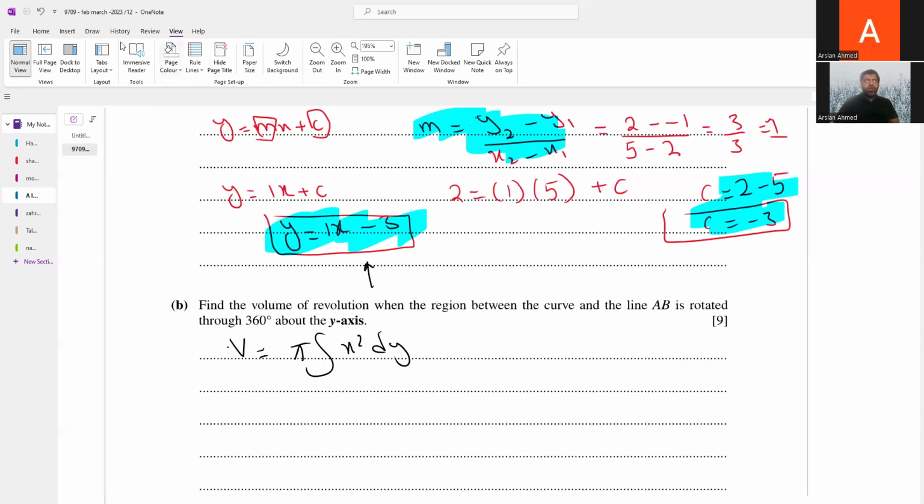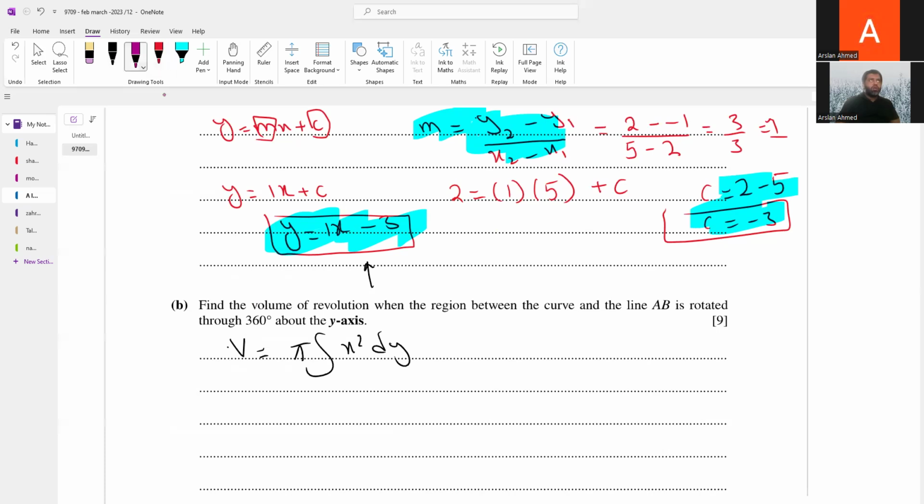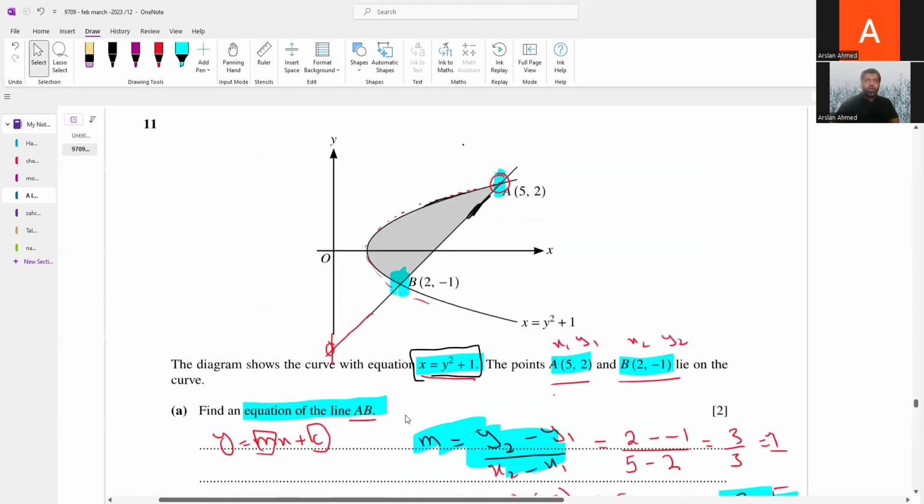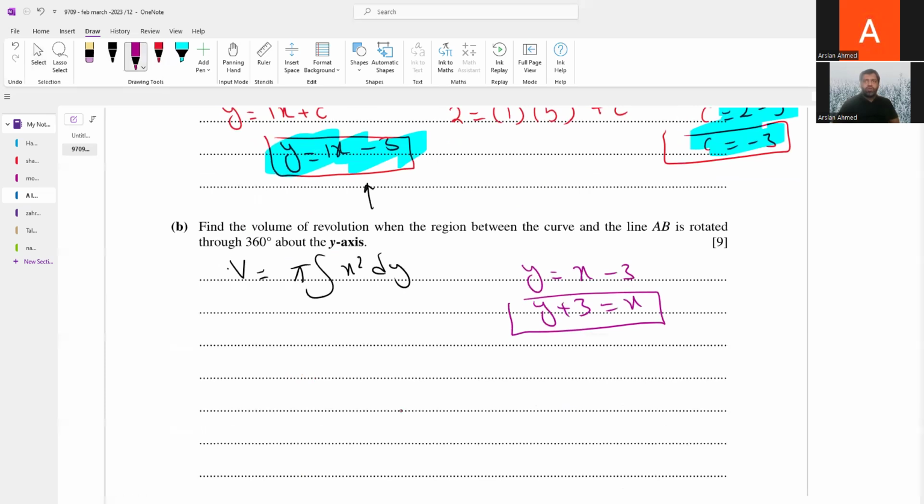So we have one equation as y equals x minus 3. So it would become y plus 3 equals x. This is our first equation. And our previous equation was x equals y squared plus 1. So these are our two equations.